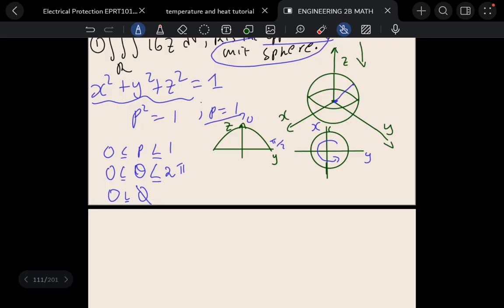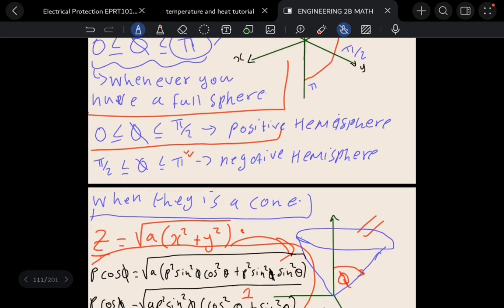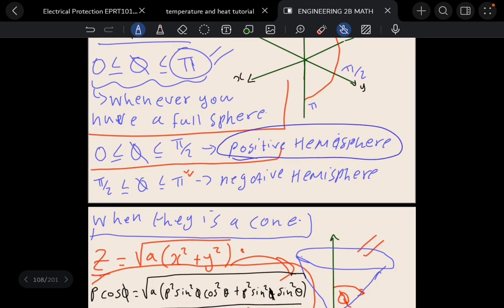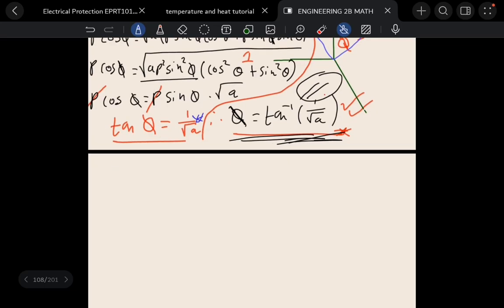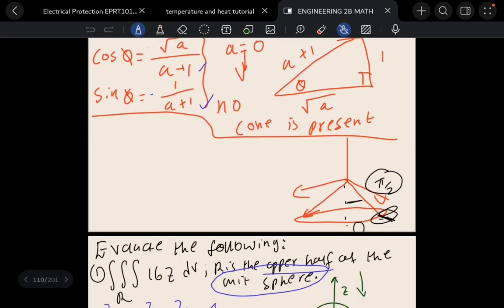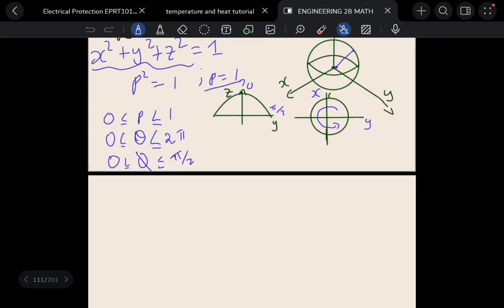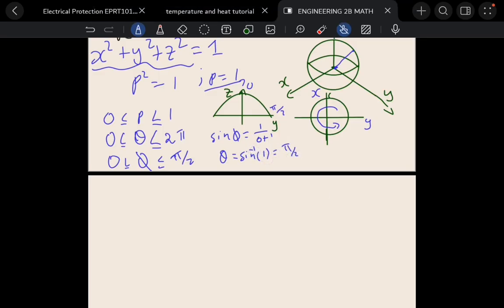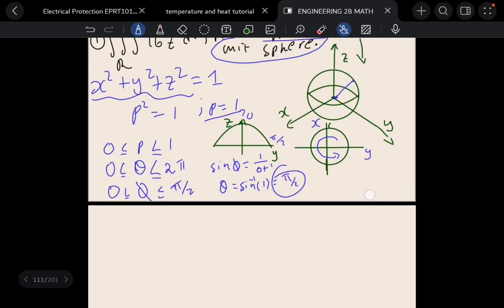Your phi will start from 0 to pi over 2. Now, we actually wrote that down: whenever we have an upper half sphere, your value of phi will always go from 0 to pi over 2. But let us prove it using the equation that I gave you here. I'm just going to use the sine one, so sine of phi is equal to 1 over 0 plus 1. And then phi for sine of 1 is actually going to give you pi over 2. So your upper bound is going to be pi over 2.